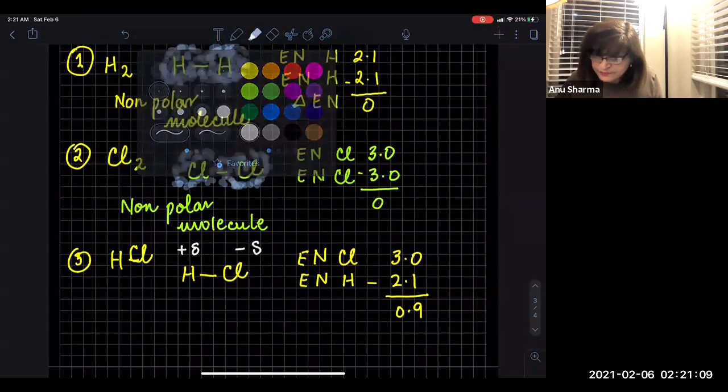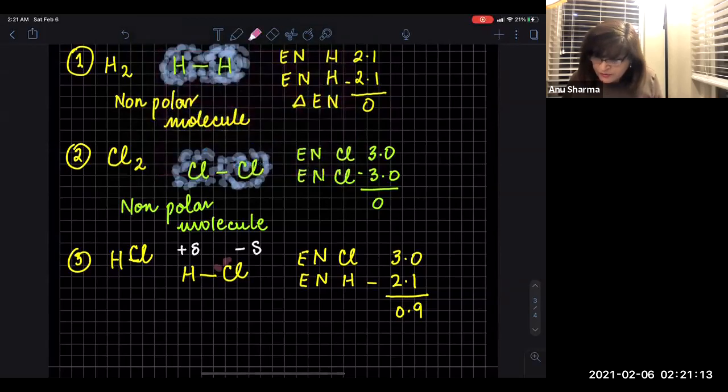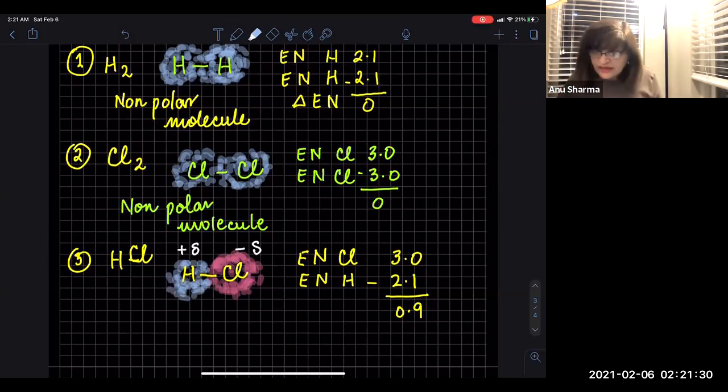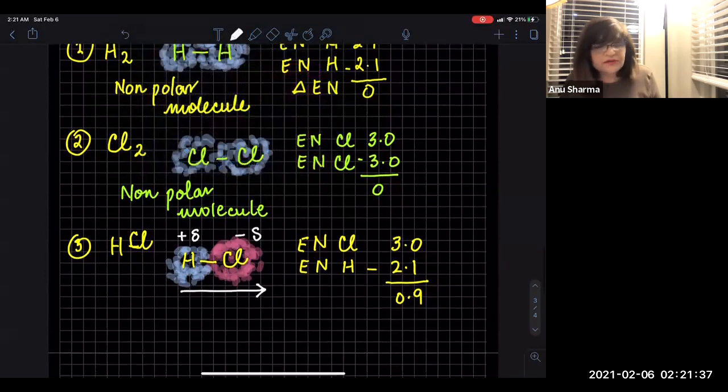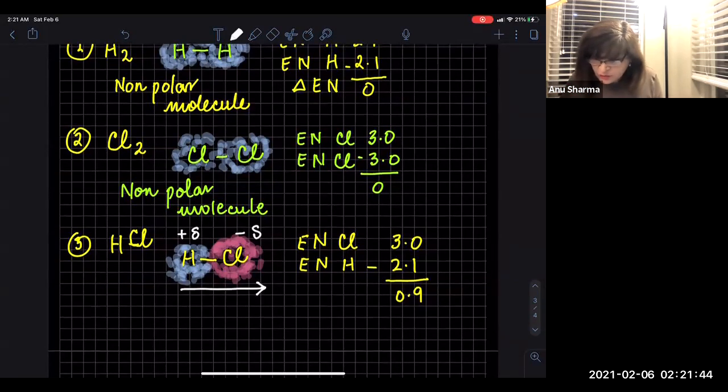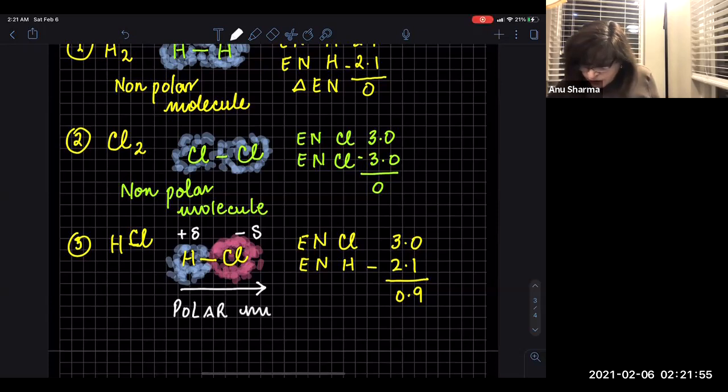Because chlorine is more electronegative, it will pull the electron clouds towards itself. So this is a heat map again: one side is hotter and the other side is cooler. This side is cold and one side is hot. That means the overall net polarity is towards the chlorine side. It's an individual bond because it's a diatomic molecule made up of two different atoms, but this is one molecule, and it is an overall polar molecule.